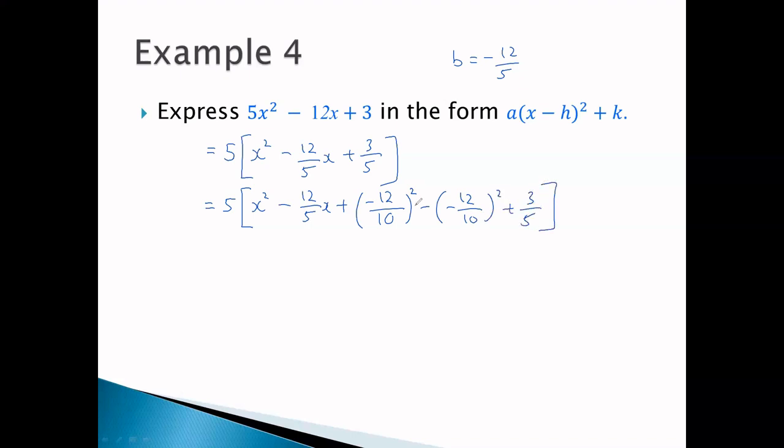Now, students will be asking, why is it this becomes 12 over 10? Because it's b over 2 square, right? So minus 12 over 5 over 2. And then students will get confused. How do we do this? It's actually minus 12 over 5 divided by 2, which is minus 12 over 5 times half. So isn't it minus 12 over 10?